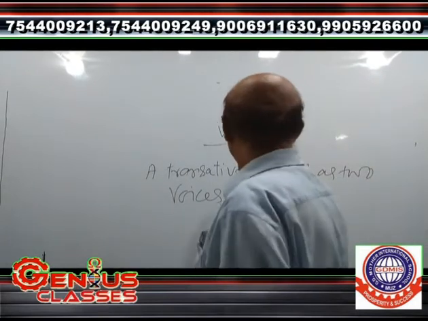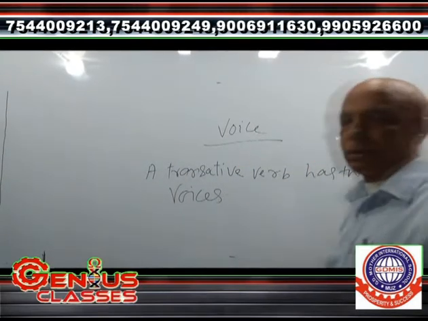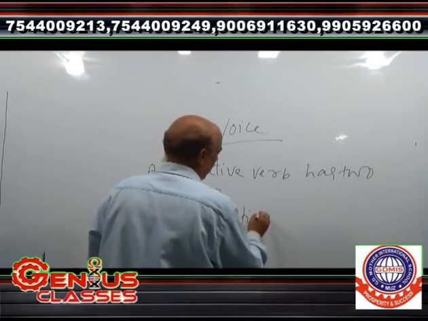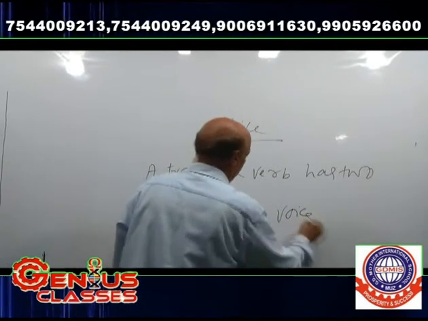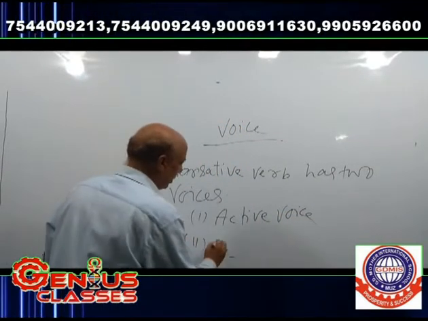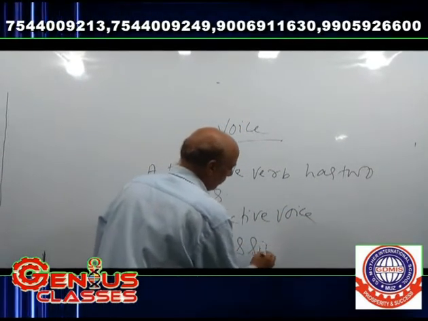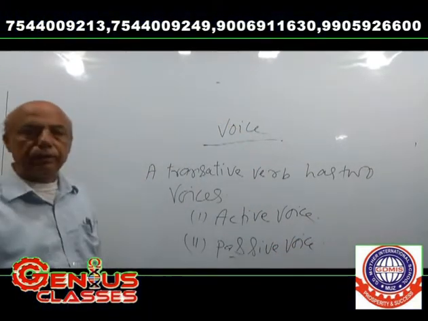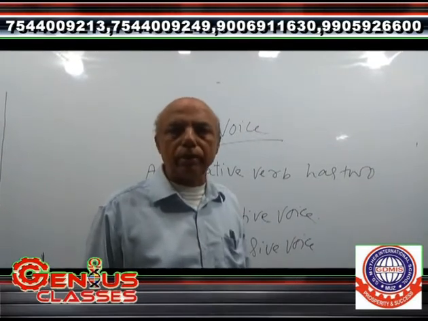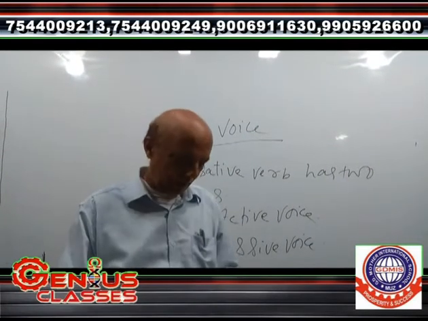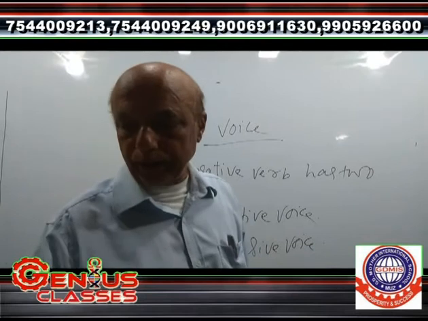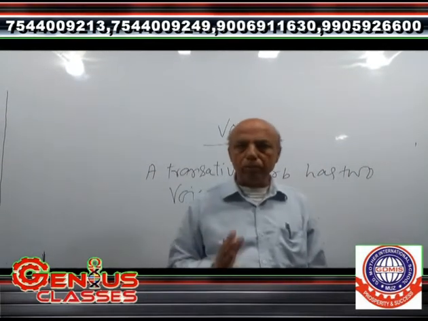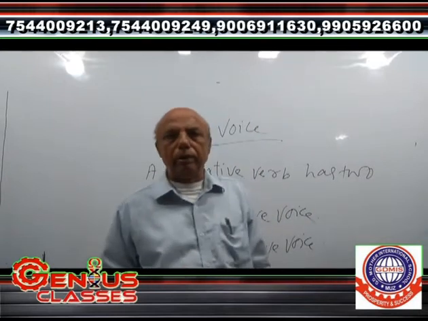Here, a transitive verb has two voices. First is called active voice. Second is called passive voice. Here, it is to be learned how to change from active into passive. And for changing from active into passive, there are four main rules that we should keep in mind.